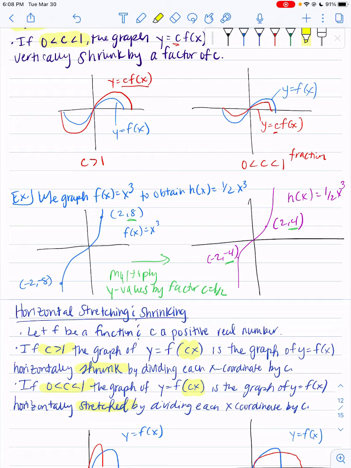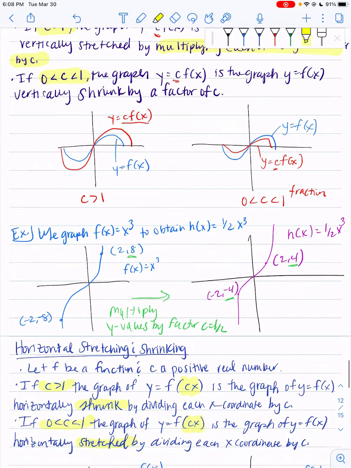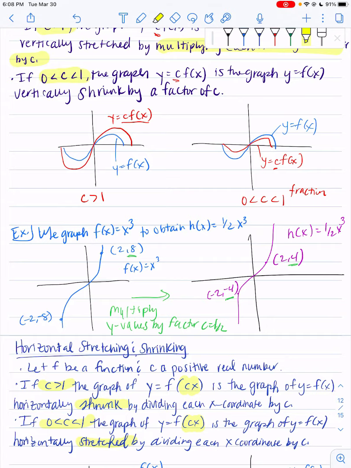I have the parent function values, so I just did 2 cubed is 8, and then -2, -8. So I just did those 2 points. And we're going to be multiplying our y coordinates by a factor of c, which is 1/2. So I multiply my y's, so that's 8 and -8, by 1/2. So I get 2, 4, and then -2, -4.